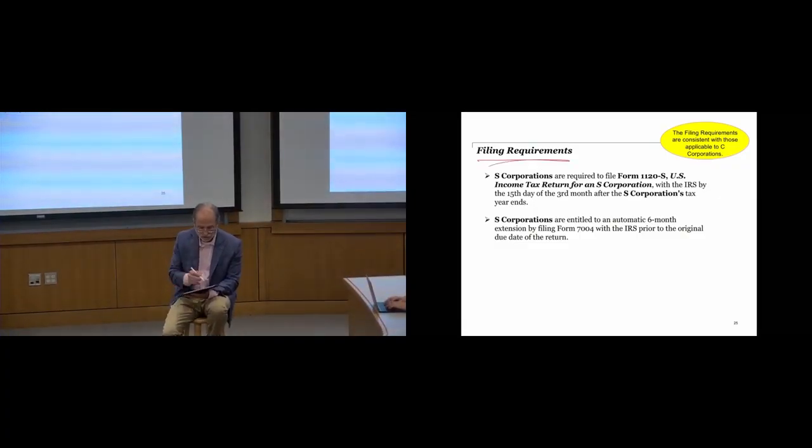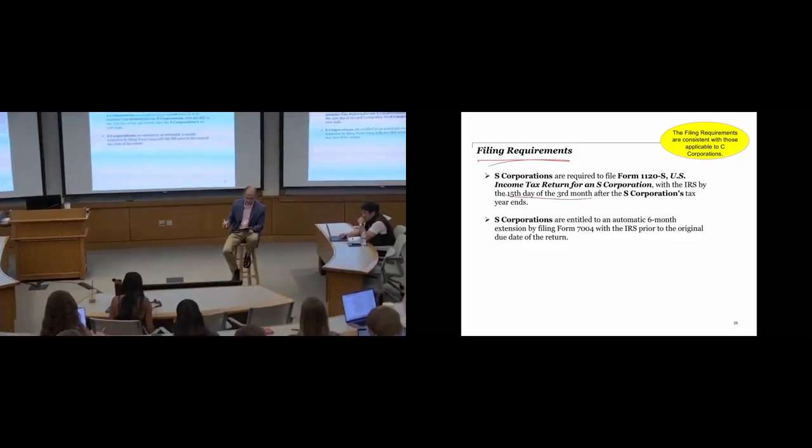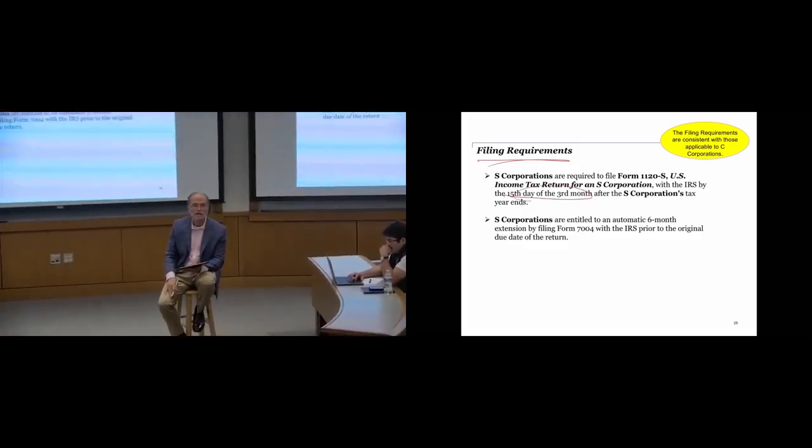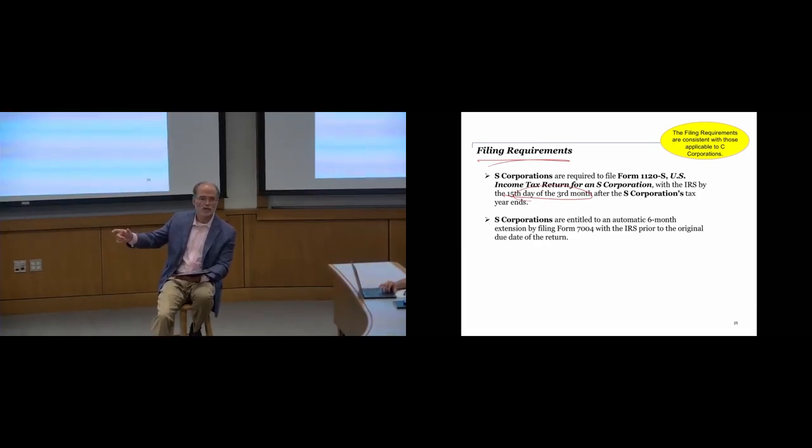So filing requirements. S corporations are required to file Form 1120-S, the U.S. income tax return for an S corporation, with the IRS by the 15th day of the third month. That's March 15th, after the S corporation's tax year ends. Why is it March 15th? Most S corporations have to be consistent with their owners' tax years, and those are principally individuals. So I need to match the calendar. So I do March 15th.